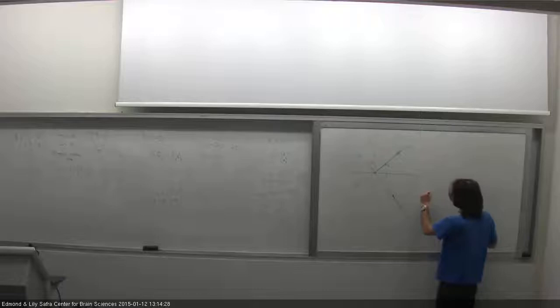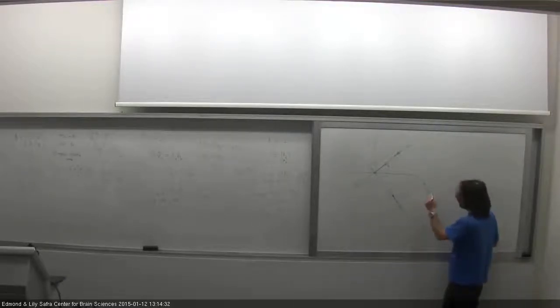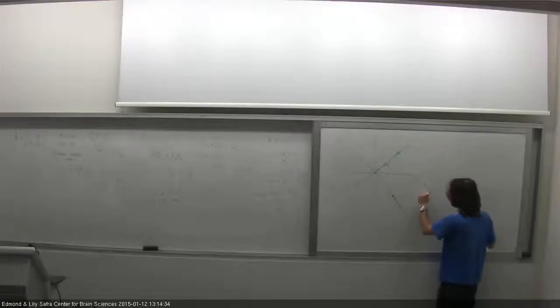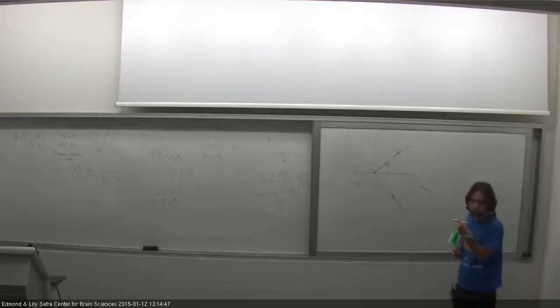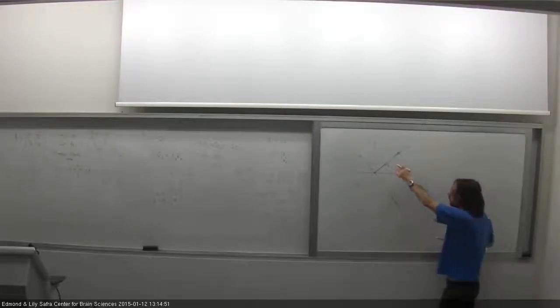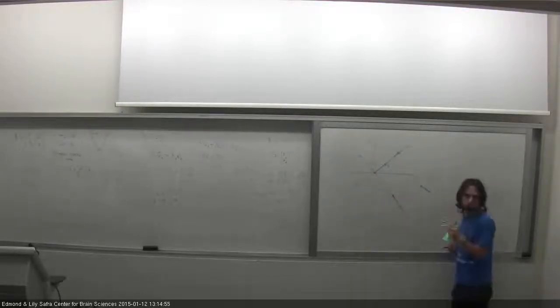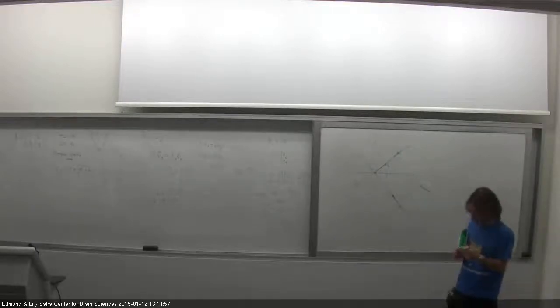So I can imagine two components looking something like this, and the net vector acting on this point will be in this direction. These are the considerations I use in order to draw the trajectories that are not on the eigenvectors.